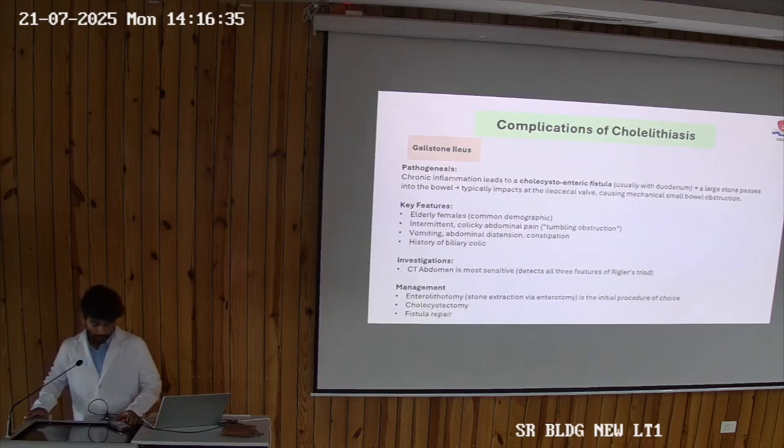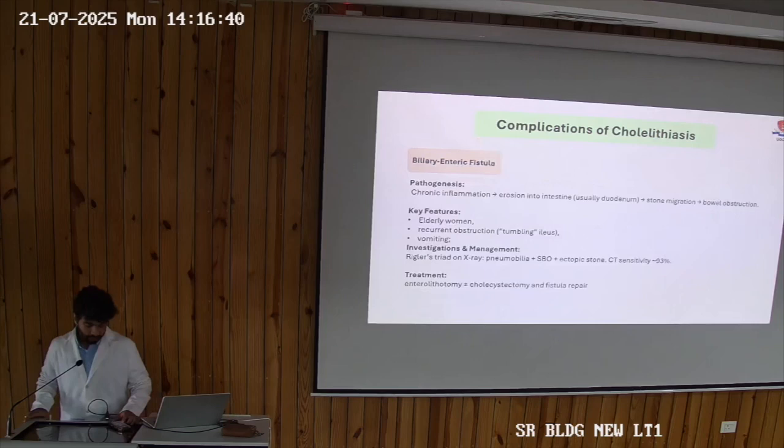Closely related to gallstone ileus is a biliary enteric fistula, which we will now discuss. This refers to formation of a fistula between the gallbladder and the gastrointestinal tract, with most commonly the duodenum. It often results in stone migration into the bowel, causing similar obstructive symptoms as seen in gallstone ileus. Patients, typically elderly females, present with colicky abdominal pain, vomiting, and a history of biliary colic. CT abdomen is the most sensitive tool, demonstrating the Rigler triad. Initial treatment is enterolithotomy with definitive cholecystectomy and fistula repair, performed either simultaneously or later.